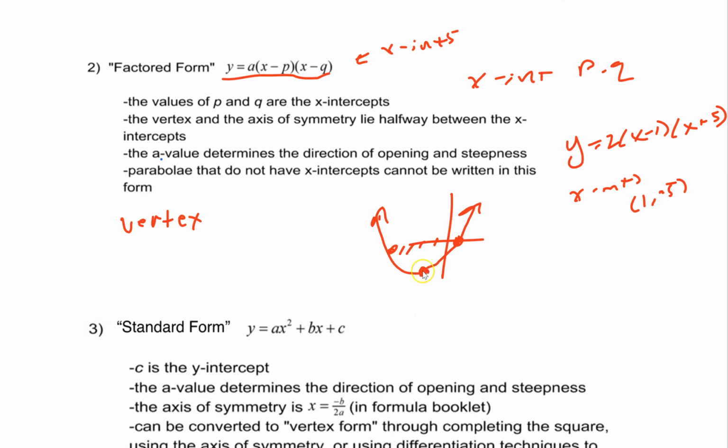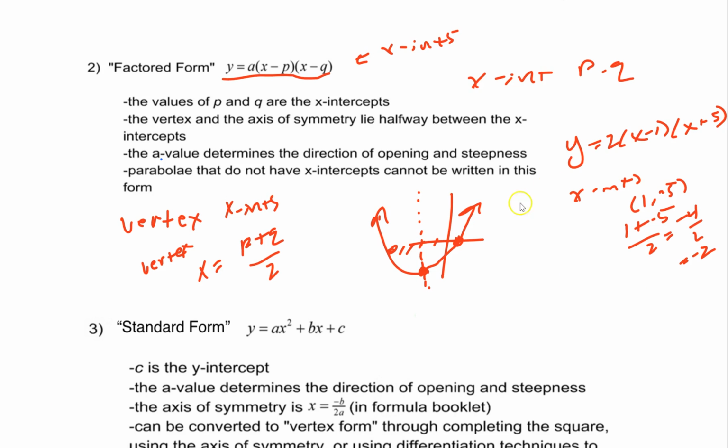So how would I find my vertex here? Well, it's always the middle point. So if you have your x-intercepts, you just add them up and divide by 2. So you have your x-intercepts, P plus Q divided by 2 is your x in your vertex. And in this case, it would be 1 plus negative 5 divided by 2, which is negative 4 over 2, which is negative 2. So your x in your vertex is negative 2. I still got to find the y. And also I want to point out, right, your x in vertex is also known as the axis of symmetry. There's a formula for axis of symmetry in your formula sheet. We'll talk about that in a second.